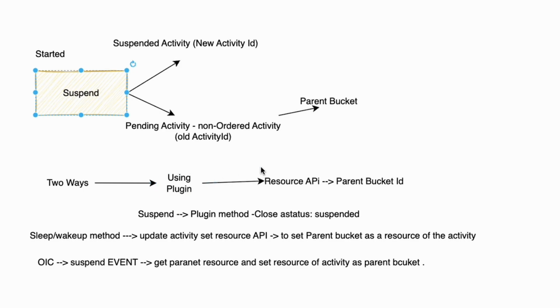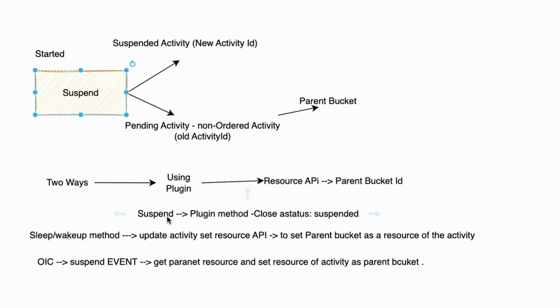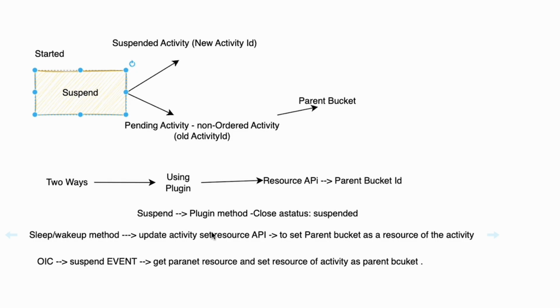Inside the plugin, we'll use the resource API, get the activity owner, and find out its parent bucket ID. So we'll get the parent bucket ID. Then when the user hits the suspend button, we'll call the plugin close method. We'll set the status as suspend and we'll call the sleep and wake up methods of the plugin. When it calls the wake up method, we'll update the resource of the pending activity and set it to the parent bucket.